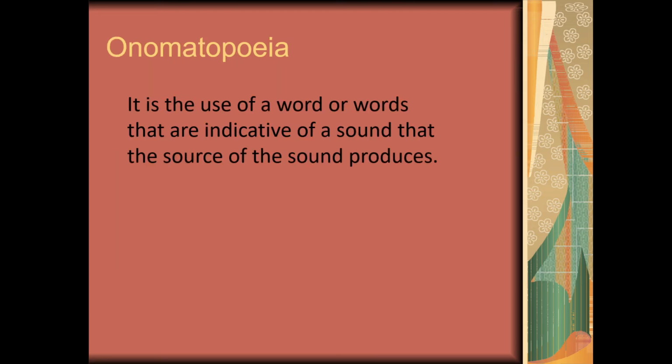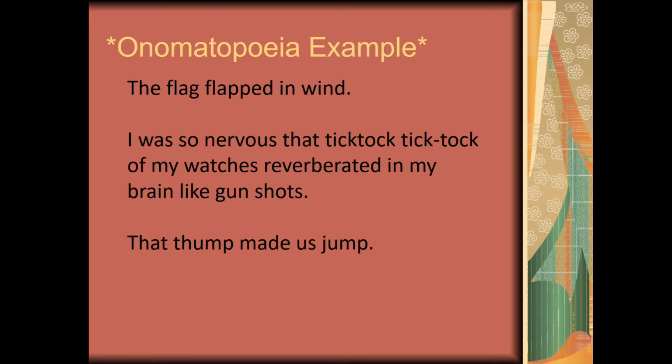The last one we have for today is, I am not even going to pronounce that name, but I'm going to try, onomatopoeia. It is a word or words that are indicative of a sound that the source of the sound produces. Let's go to the examples and it will be a lot easier to understand. The flag flapped in the wind. Flapped makes a sound. When something is flapping, it makes a flapping sound. The flapping sound is being produced by the flag. So that's onomatopoeia. Sorry for the wrong pronunciation.